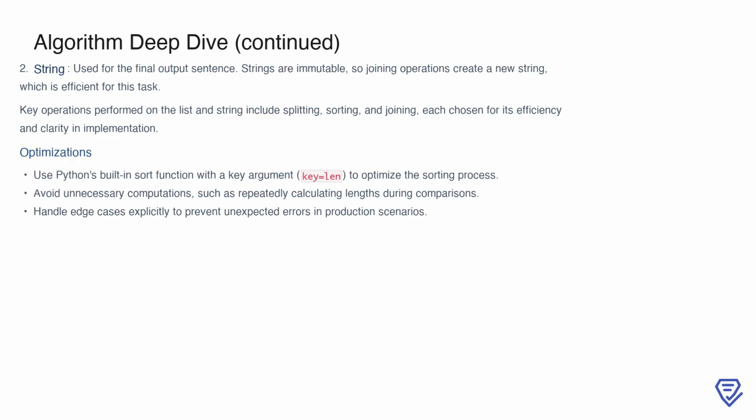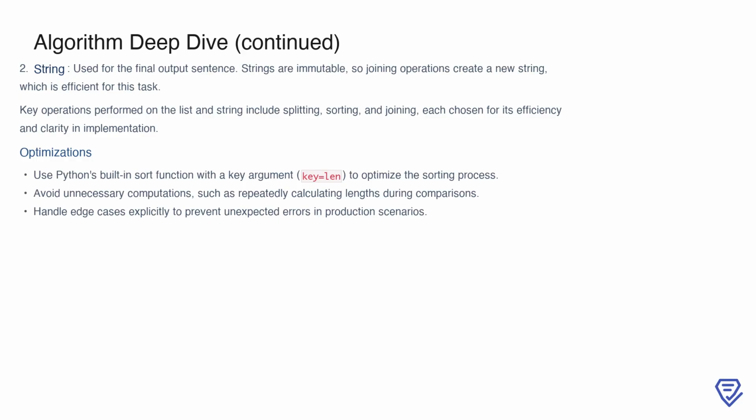Key operations in this algorithm include splitting the sentence into words, sorting the list of words, and joining the sorted words into a single string. To optimize the process further, we can use Python's built-in sort function with the key argument set to the length of the words. This eliminates the need for unnecessary computations, such as repeatedly calculating word lengths during comparisons. Finally, handling edge cases explicitly, like empty input or single-word sentences, ensures that the solution is robust and avoids unexpected errors in real-world scenarios.